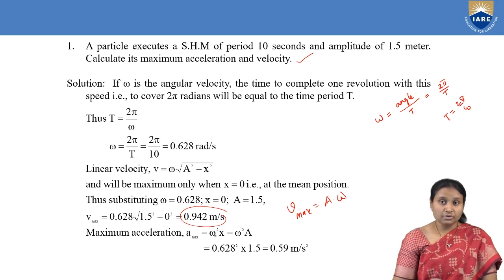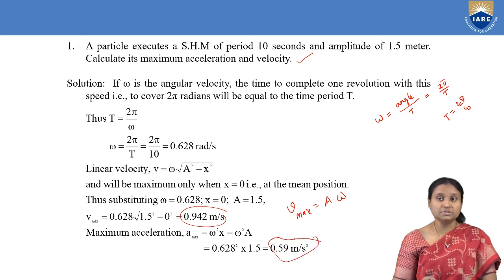So here we are going to substitute the value of angular velocity as well as amplitude. If we do it, then our maximum acceleration comes out to be 0.59 meter per second square.